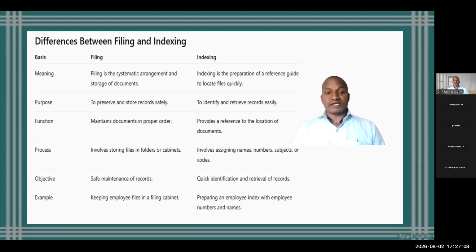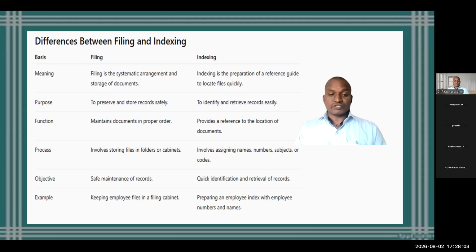Then the difference between filing and indexing. Filing is nothing but systematic arrangement and storage of records. That is called filing. Indexing is preparation of a reference guide to locate the file quickly, to find the file quickly, or to take the file quickly. They are preparing or giving the reference number. The purpose of filing is to preserve and store the records safely. The purpose of indexing is to identify and retrieve the records quickly or easily. The function of filing: maintain documents in proper order. The function of indexing: provide a reference to the location of the document.